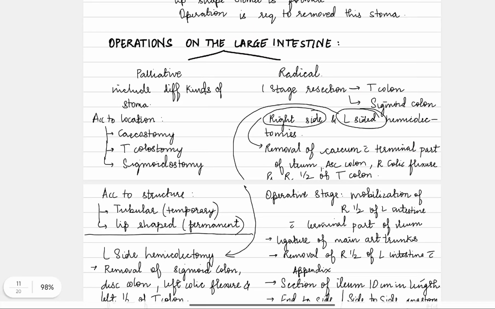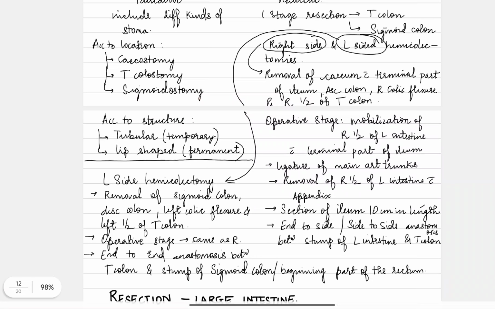Operation on the large intestine: palliative and radical. Palliative includes different kinds of stoma. According to the location: cecostomy, transverse colostomy, sigmoidostomy. According to the structure: tubular, which is temporary, and lip shape, which is permanent.